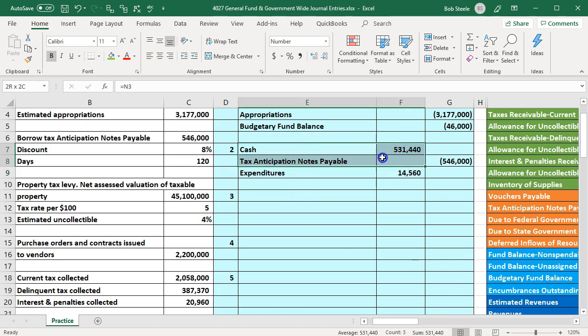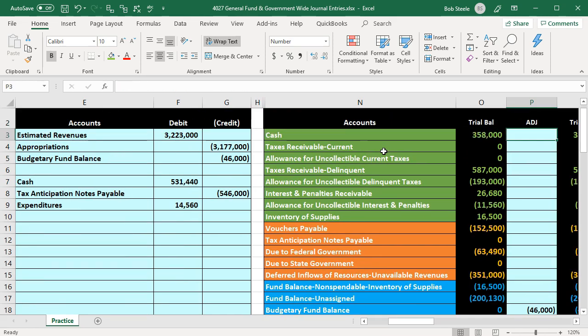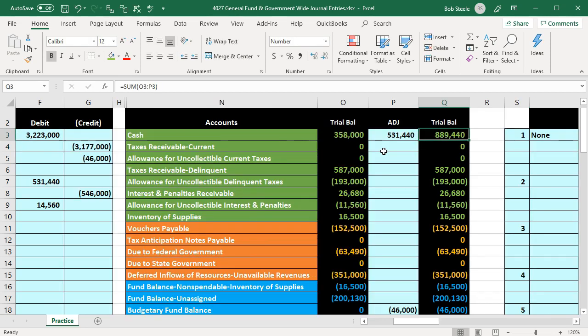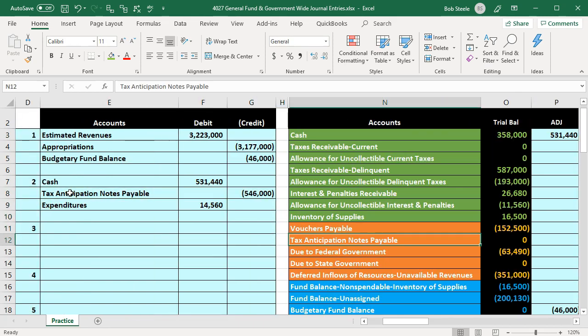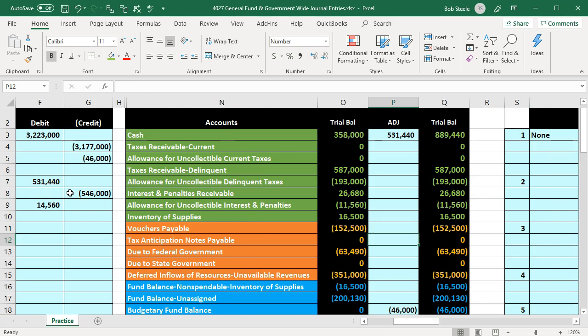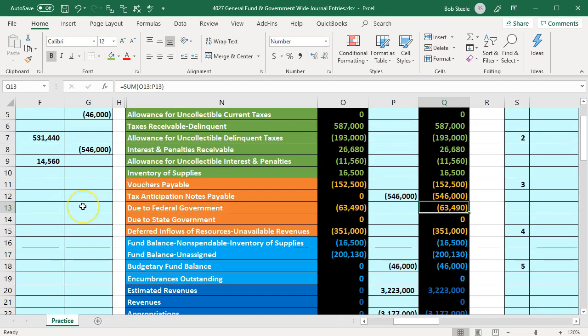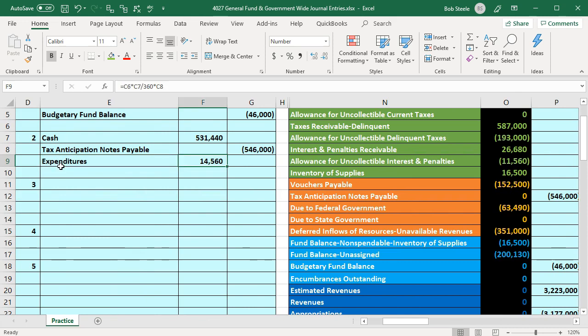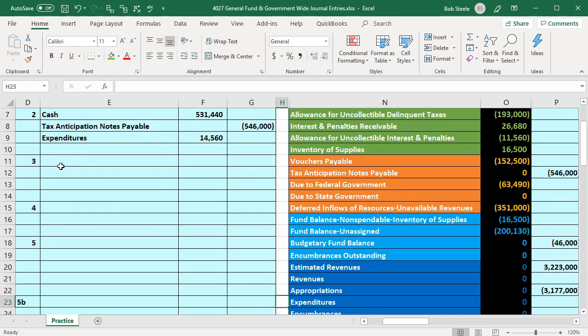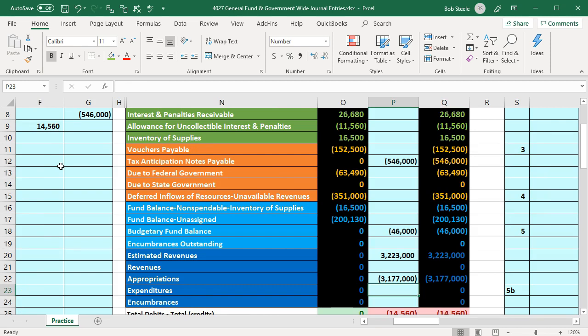Okay, so we're going to record this out. I'm going to say cash first. Cash is going to go up top, so we'll scroll up top. It's going to be in the middle column. I'm going to say this equals and pick up the cash amount. So cash goes up. We're out of balance until we record the rest of it. Then we've got the tax anticipation note. So I'm in cell P12 equals, and we're going to scroll over to the tax anticipation note and enter. So there we have that, and then we're going to post the last component, which is the expenditure. So we'll scroll down to the expenditure in cell P23 equals, and there's the 14,560. So there we have it.